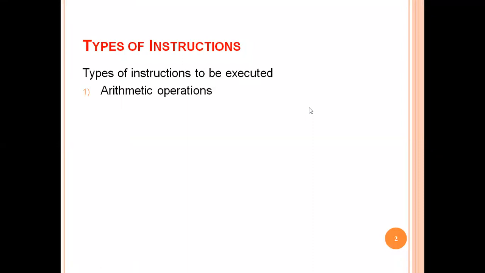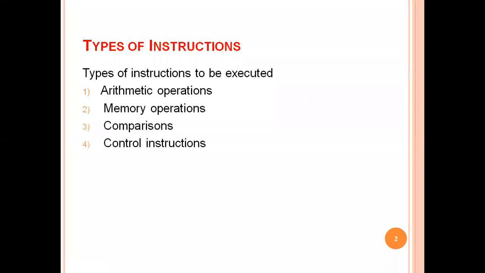So first is the arithmetic operation, second comes the memory operation, third comes the comparison operation, and fourth the control instruction. These are mainly four types of instruction. Using these four types of instruction, we can program, we can write any algorithm. Yes, there may be more than these, but if we broadly divide, these are the four types of instruction which are available in a computer architecture. Clear?